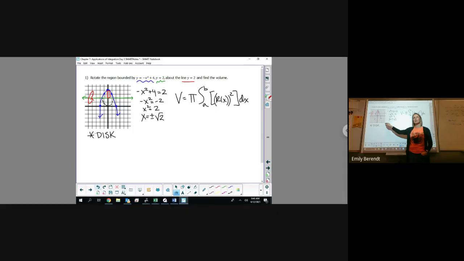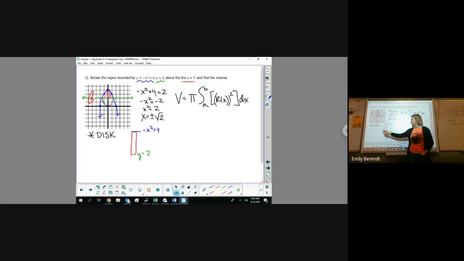Did I draw a disc on the last one, or did I just draw rectangles when I did top minus bottom on Thursday? I can't even remember. Did I do this and say it touched? I can't remember. Negative x squared plus 4 here. And y, I didn't? No.